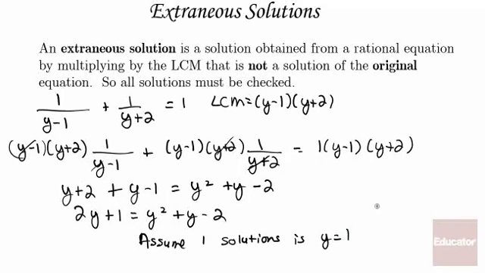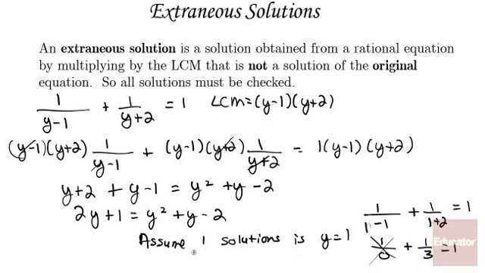Now, let me go ahead and put that back into the original equation and see what happens. The original equation would give me 1 over y minus 1, so if I substitute in 1, this is what I'm going to get, plus 1 over y plus 2 equals 1. So substitute 1 in here as well. Okay. Look what happens here. I end up with 1 over 0. That is an undefined expression. Therefore, you cannot solve this. That's undefined. It's not allowed. So this would be an extraneous solution.